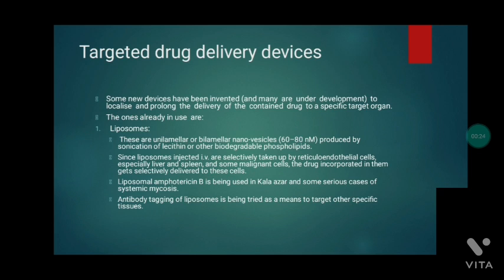Since liposomes injected IV are selectively taken up by reticuloendothelial cells, especially in liver and spleen, and some malignant cells, the drug incorporated in them gets selectively delivered to these cells. Liposomal amphotericin B is being used in Kala Azar and some serious cases of systemic mycosis. Antibody tagging of liposomes is being tried as a means to target other specific tissues.